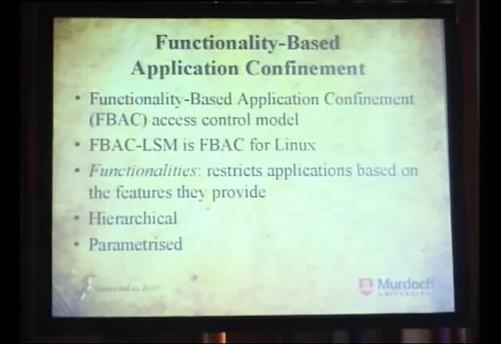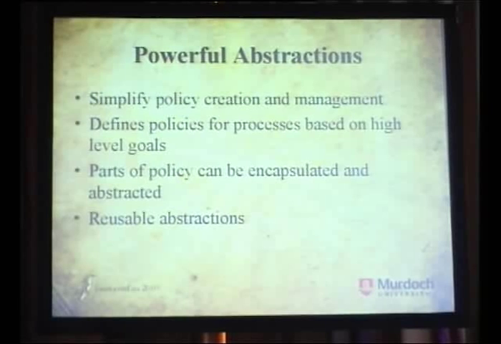The access control model that I proposed in my PhD research is called the functionality-based application confinement model. I created a prototype for Linux, known as FBAC-LSM, which is a Linux security module. The core idea is that you have what's known as a functionality, which is a policy abstraction. It contains all these details that we're talking about, complicated policy, and it's hierarchical. That means one functionality can be made up of other functionalities. For example, web browser functionality is made up of HTTP client, FTP client, etc. It hides and encapsulates detail, and is parameterized, so you can feed in application-specific information. These are powerful abstractions, which simplify policy management.